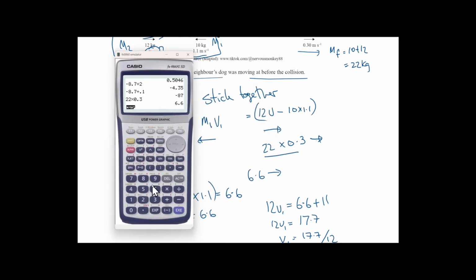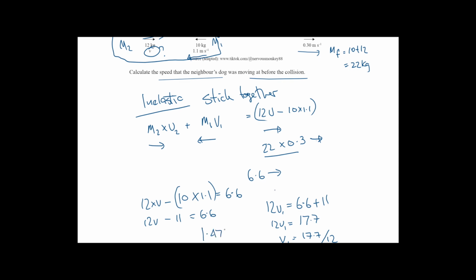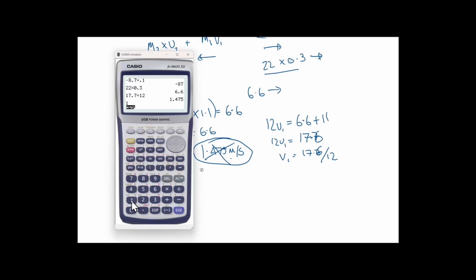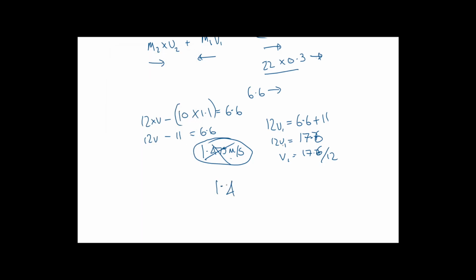And let's grab our calculator and work that out. 0.475 meters per second. So that's how fast that dog was going before it started. Oops, and I see I've actually made a mistake. I thought I got that wrong. So it's 17.6, because 6.6 plus 11 is 17.6. So 17.6 divided by 12 is 1.4666 recurring. So I guess they want it as two significant figures, so let's say 1.5 meters per second.